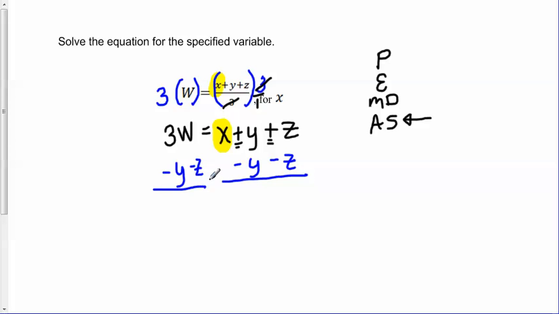So let's see how this all shakes out. On the right side, the y's are going to cancel and the z's are going to cancel. They're all going to cancel at the same time. And that leaves the x all by itself. Now the left side looks like a bit of a mess. I've got this 3w minus y minus z. Notice that none of those are like terms. None of those are going to combine with each other. So the best we can do to write our final answer is to say 3w minus y minus z.